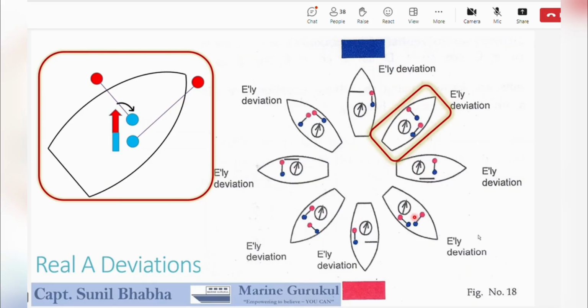Okay beta, great. Let's move ahead then. Now the remaining headings, beta, are exactly similar to what we discussed. So you can make a diagram yourself and you will be able to understand the deviation remaining the same. So I'm not going into the other headings now. So let's proceed.